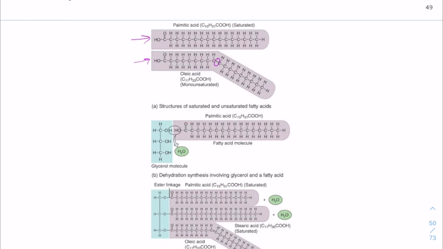We can create a water molecule with the saturated and unsaturated fatty acids. If we have a dehydration synthesis that involves glycerol and fatty acids, we get a triglyceride molecule. Again, we have our one kink because we have our one double bond. Each double bond creates a kink.